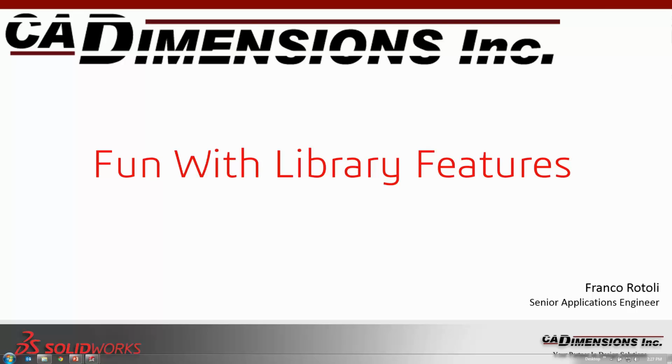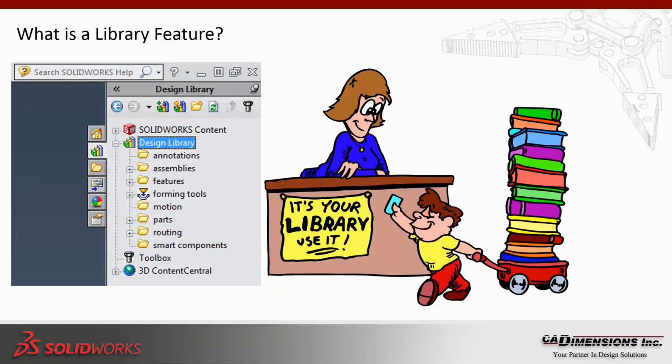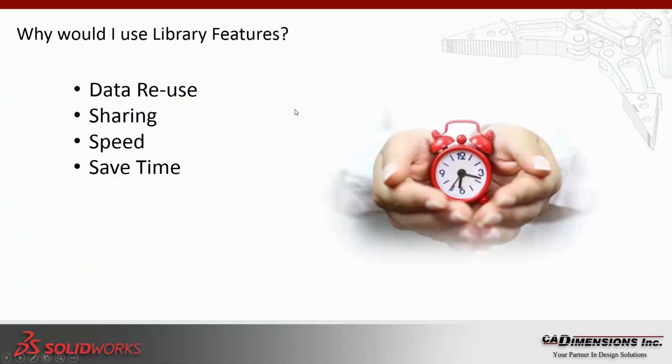First off, what is a library feature? Well, SOLIDWORKS library features are bits of information that SOLIDWORKS stores on your hard drive or server that are intended for reuse. Like you can see here, they can include things like annotations, features, sheet metal forming tools, or even assemblies. They sit in the design library on your task pane and are just a drag and drop away. We'll come back to this screen here in a second.